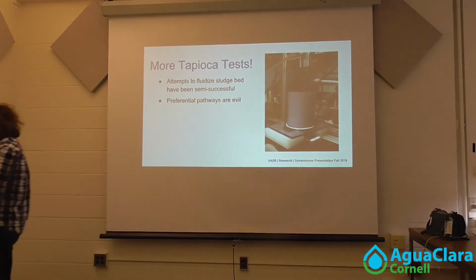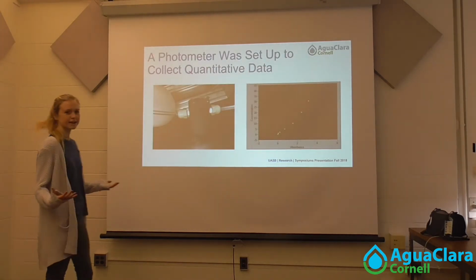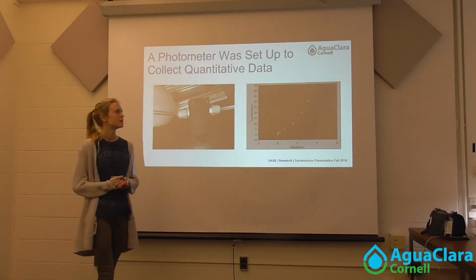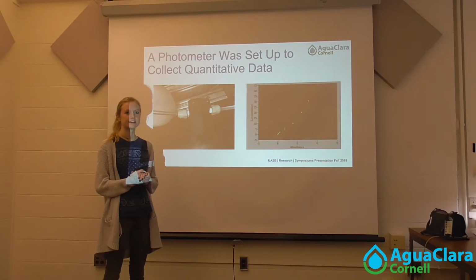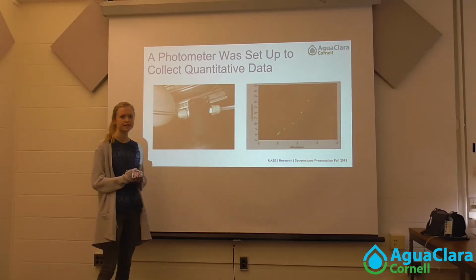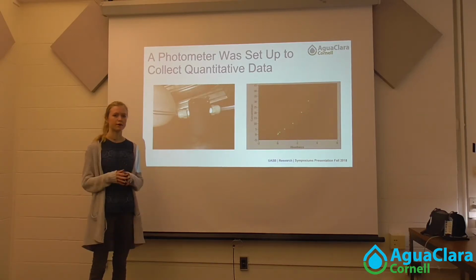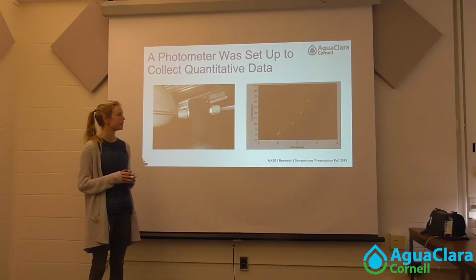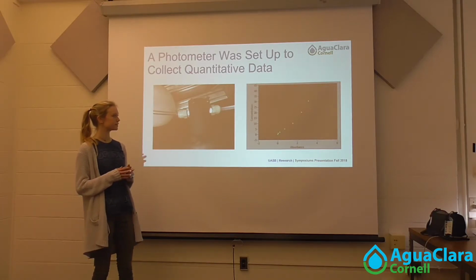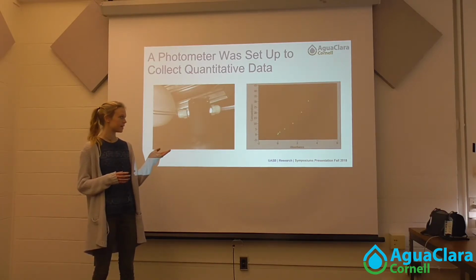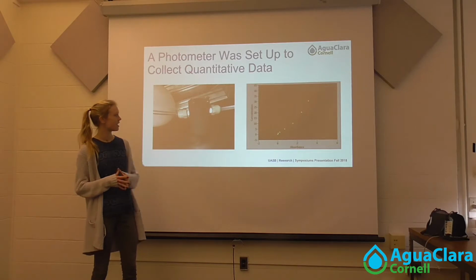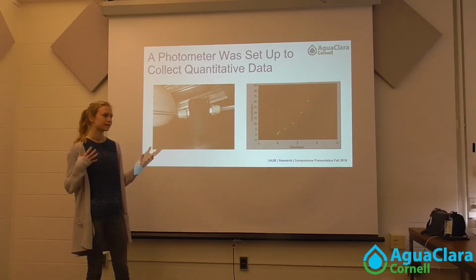Nina? Okay, yeah, so as Kara started telling you guys, this semester we decided to implement a photometer in our testing so that we can get quantitative data about how water is flowing through our model UASB reactor. What we had to do first was calibrate the photometer, and you can see our calibration curve there. Then it's important to understand what the photometer will be measuring.